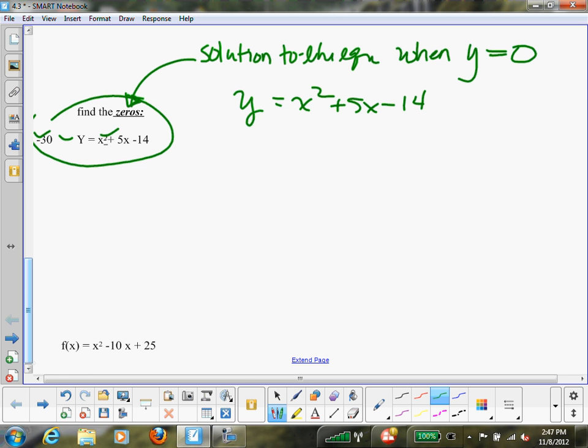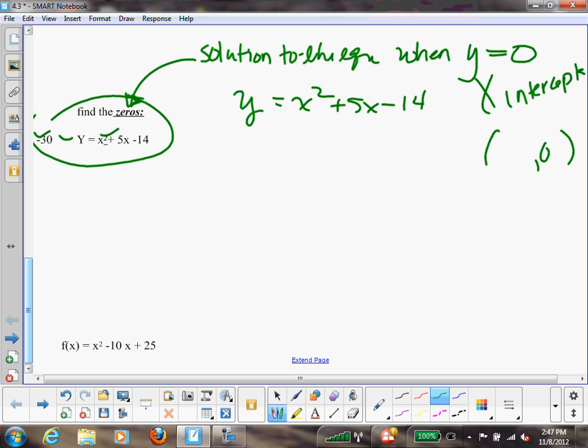I will ask you, what does it mean to find the zeros? You will tell me it means to find the x values when y is 0. And if y is 0, the x values that I'm finding are called the what? If y is 0 and I want to graph this and I come up with an x value, they are called the solution to the equation when y equals 0.